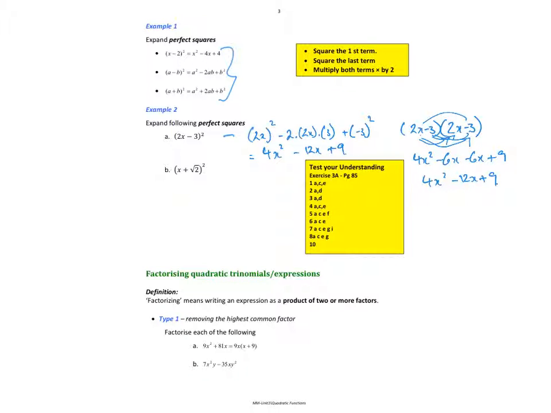Second problem, same thing. We can do it the long way, or it's the first term squared plus 2 times the first term times the second term plus the second term squared, which gives me x squared plus 2 root 2 x plus, well, root 2 squared is root 2 by root 2, which is root 4, which is 2.